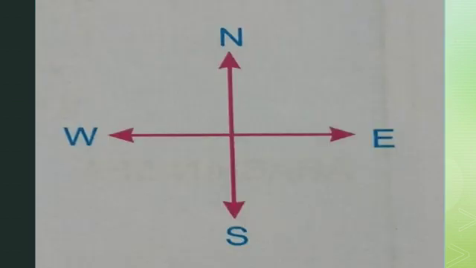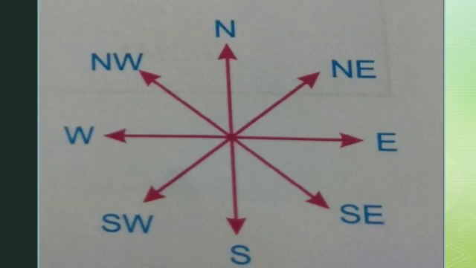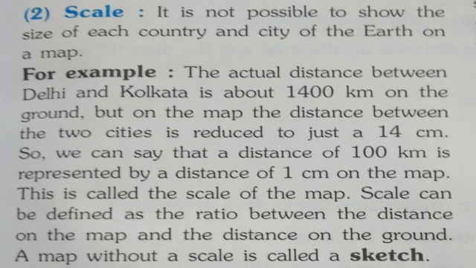Already we have learnt about directions. You know very well, at the top is north and at the bottom is south. Right hand side is east and left hand side is west. And the directions between the main directions are northeast, southeast, southwest and northwest. These are sub directions and we have already learnt about them. So we will continue and we will start with scale.